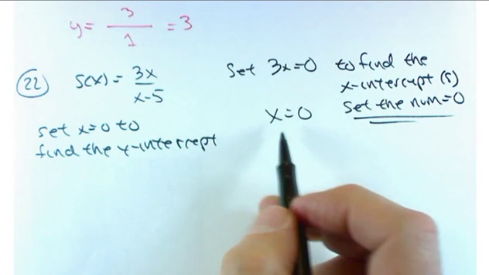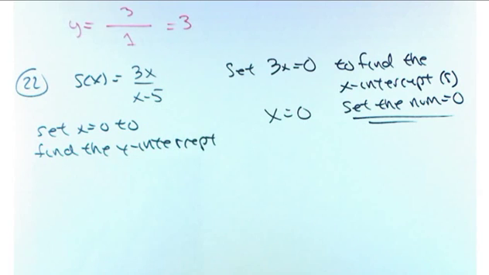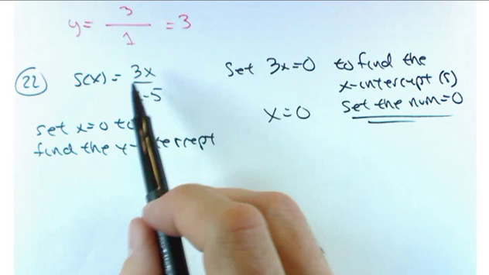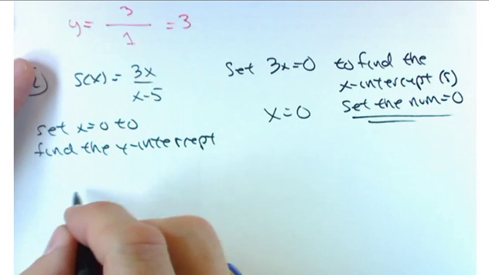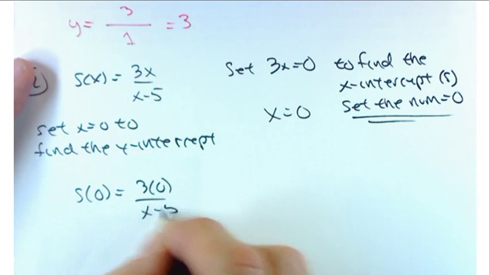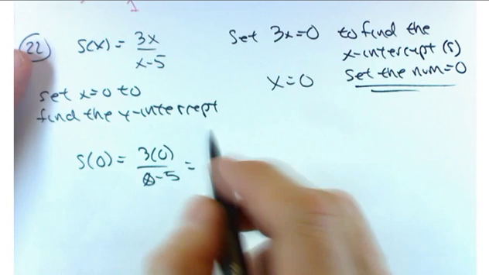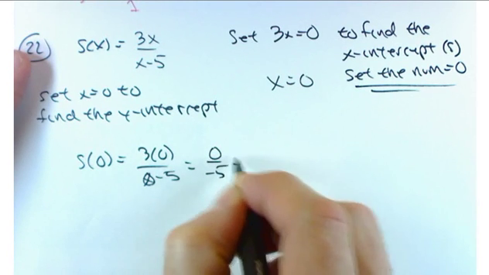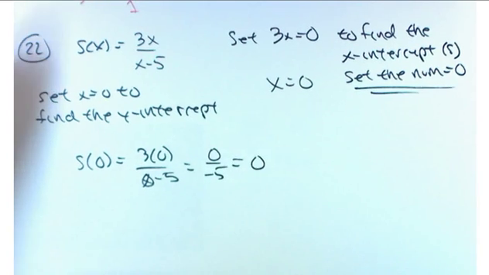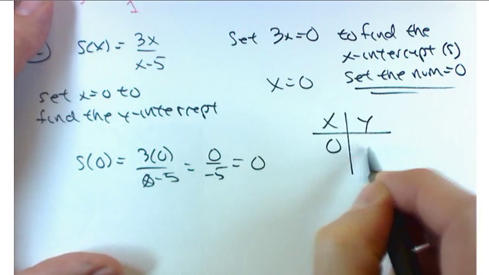But guess what? x equals 0 is also going to be your x and y-intercept. If you set y equals 0, you'll get s of 0 is going to be 0. So this graph should pass through the origin. You'll get 0 over negative 5, which is 0. So if you were to take the time to graph that, it would pass through the origin. You'll have a point right there, (0, 0).